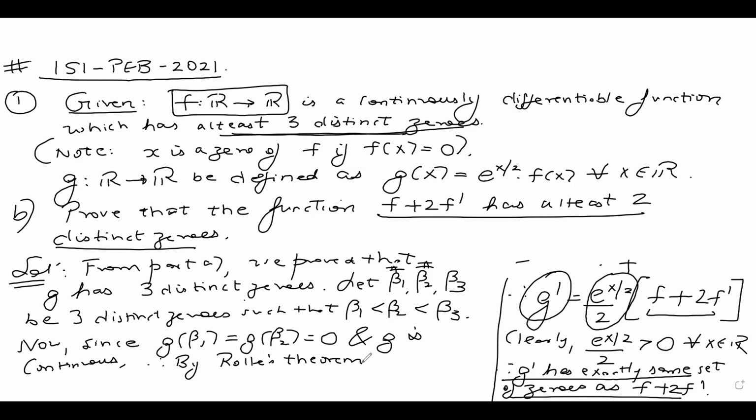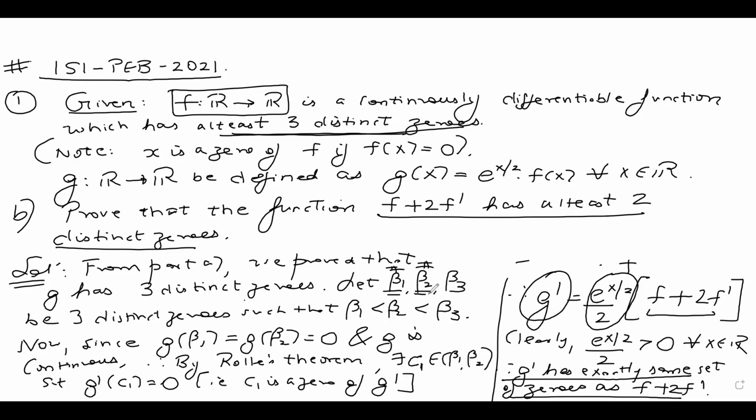If g of beta 1 and g of beta 2 are equal and the function g is continuous, I can say that by Rolle's theorem, there exists a C1 belonging to the open interval beta 1 to beta 2, such that g dash of C1 is equal to 0. That is, C1 is a 0 of the function g dash.